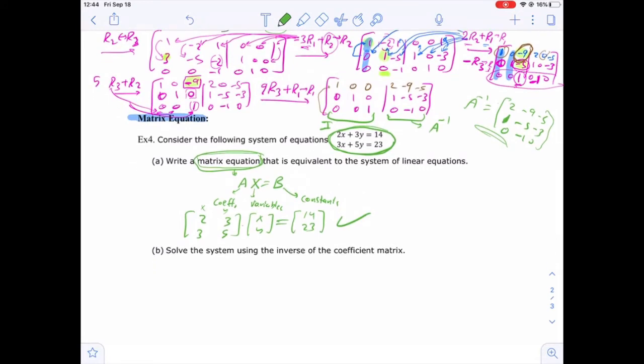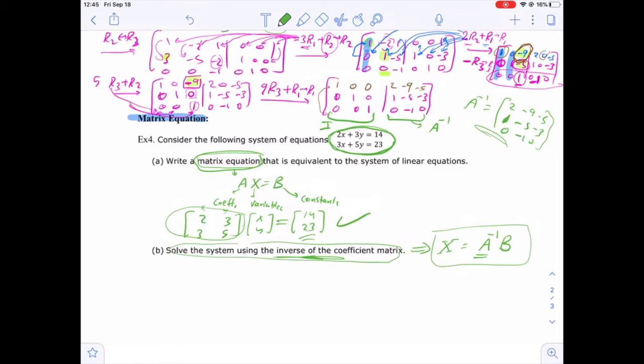Now the second thing we're asked to do is to solve the system using the inverse of the coefficient matrix. What is the coefficient matrix? This is the coefficient matrix. We want to find the inverse of this matrix. So how to solve the system using this? We solve the system by finding A inverse, and then the solution X is A inverse, the inverse matrix that we obtain, multiplied by the constants. And that will give me the solution. That's solving a system using the inverse of the coefficient matrix.